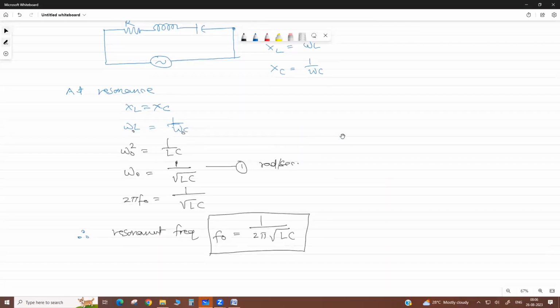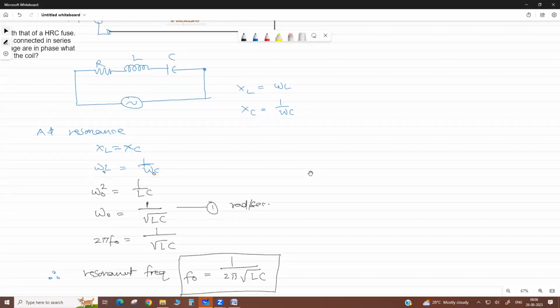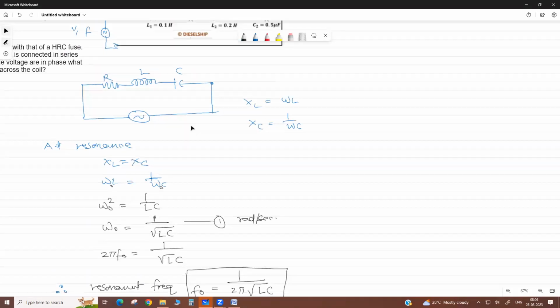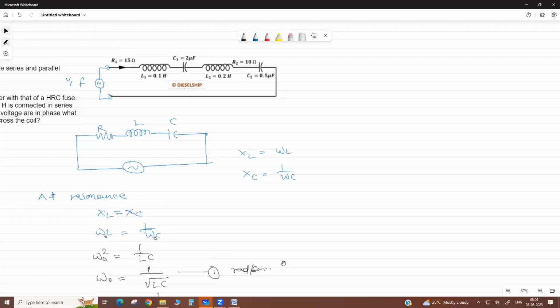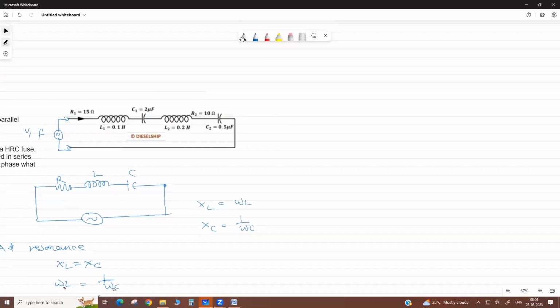Resonant frequency is a particular frequency at which resonance occurs. It means this circuit starts to operate at unity power factor. Like in this circuit, here this is a coil which has a resistance and inductance. Means there is a coil which has a resistance and inductance.